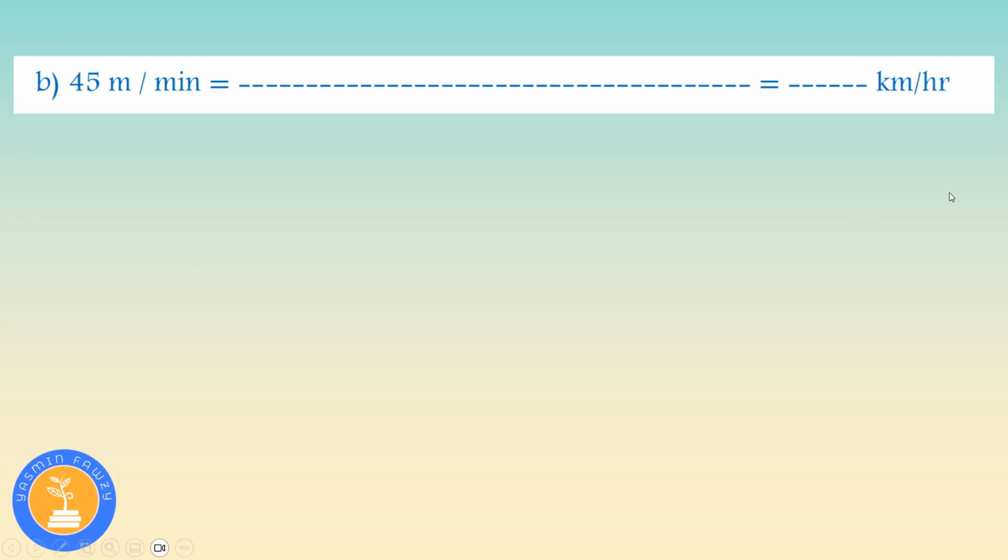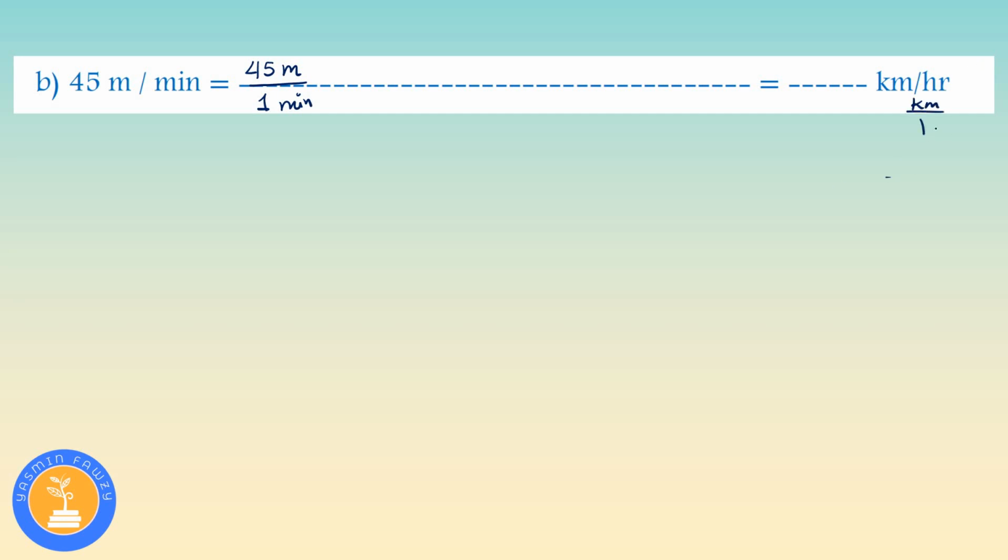Okay, I have another example here. This time I have two conversions. I want to convert what? Let's write it again as a fraction. I will write the question as a fraction. 45 meter over minute. How many minutes? Just 1 minute. Okay, and I want to find the answer here by what?